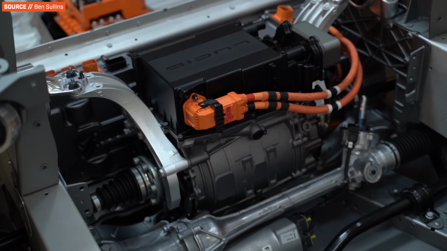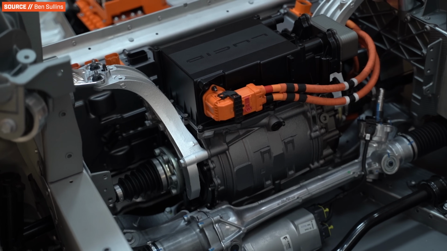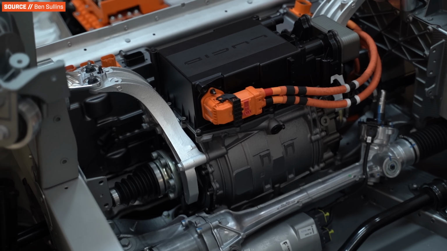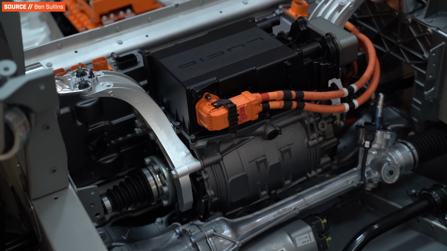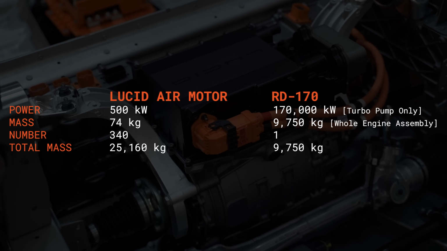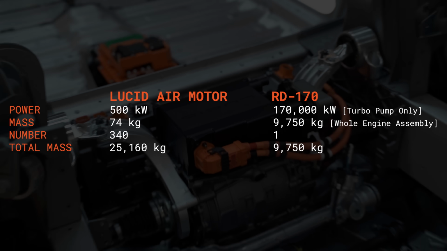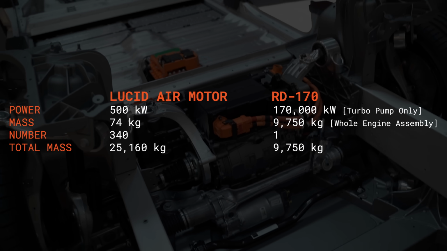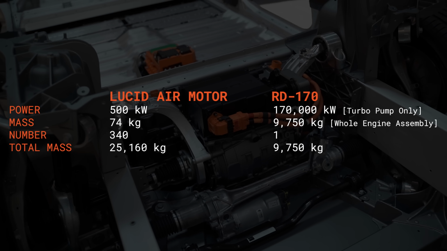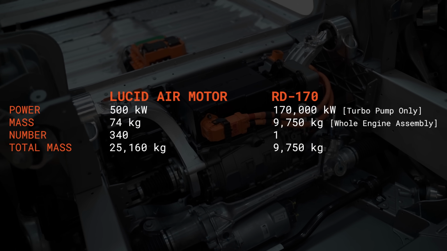This is Lucid Air's motor unit. It weighs 74 kilograms and puts out about 500 kilowatts, and it's one of the most advanced motors you can find today. It would require roughly 340 of these motors to power the pumps of the RD-170. And at 74 kilograms, we're looking at about 25,160 kilograms just for the motors to spin the pumps.